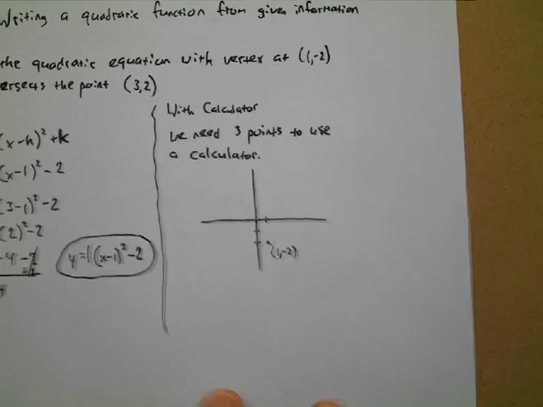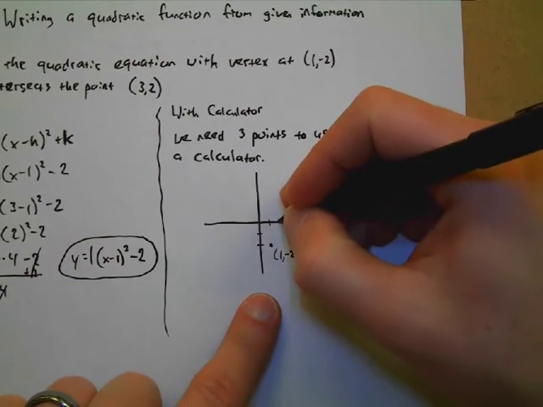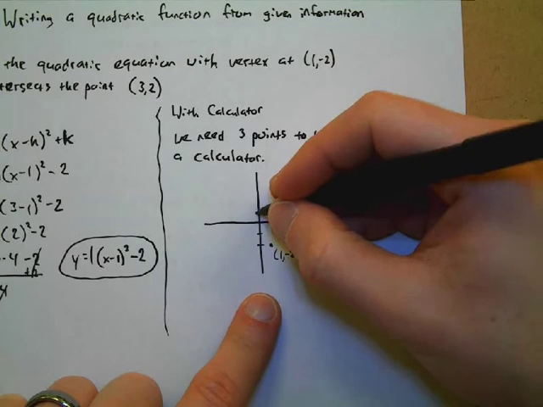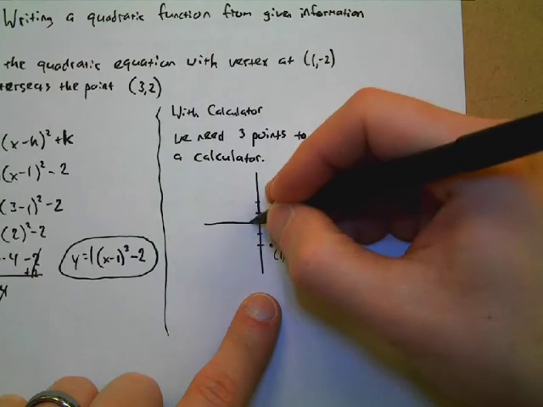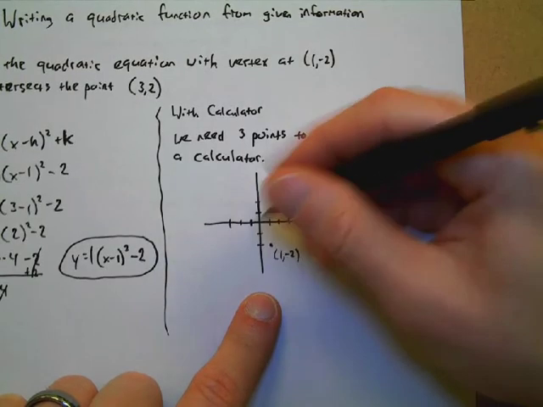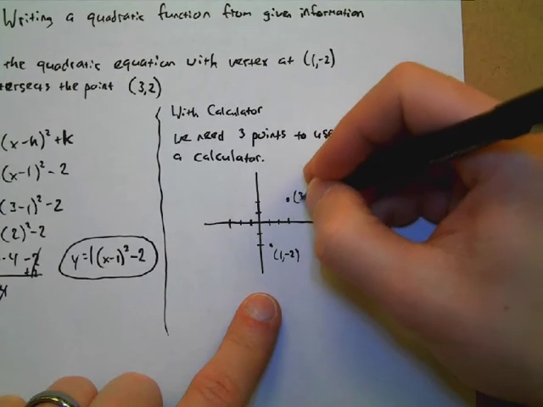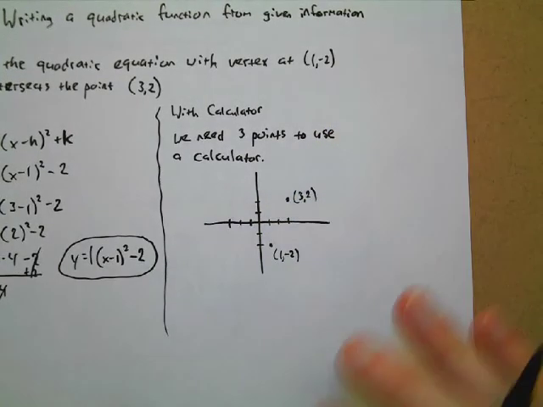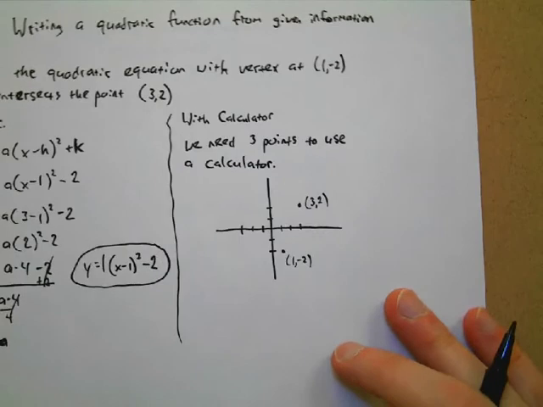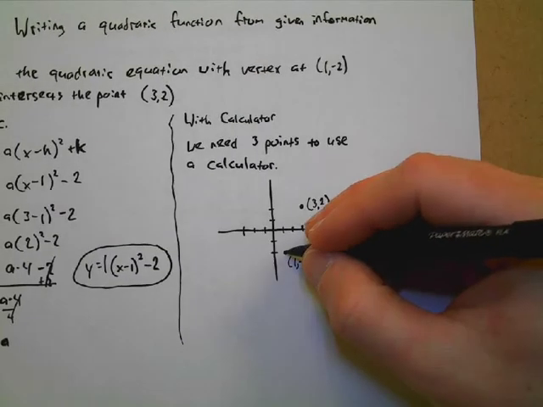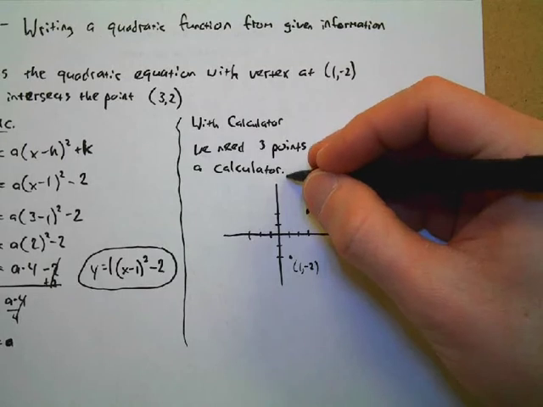And then I'll plot the other point, 3, 2. So 1, 2, 3, 2. Okay. So there are the 2 points that we were given. All right, remember, this is the vertex right here. So we have the kind of like line of symmetry that goes through that.